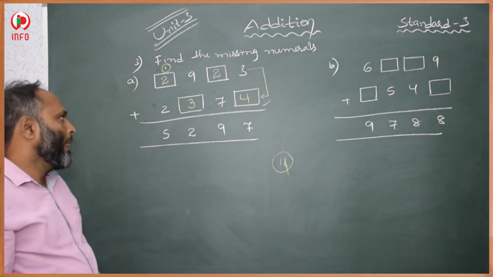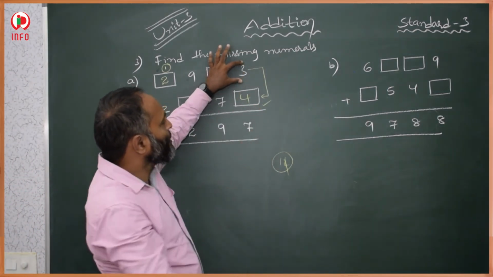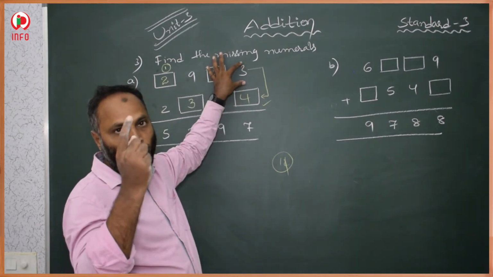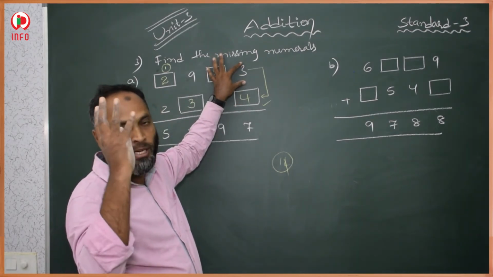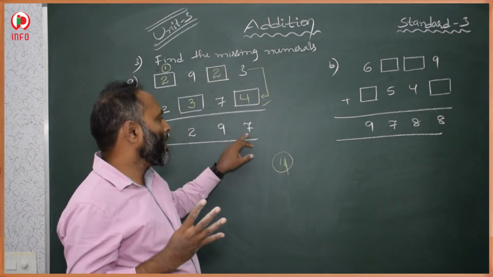Once again, listen. Here 3 is there and 7 is given. Then what number should we add to this 3 to get 7? Check. 3, 4, 5, 6 and 7. If I add 4 to this 3, then the answer is 7.